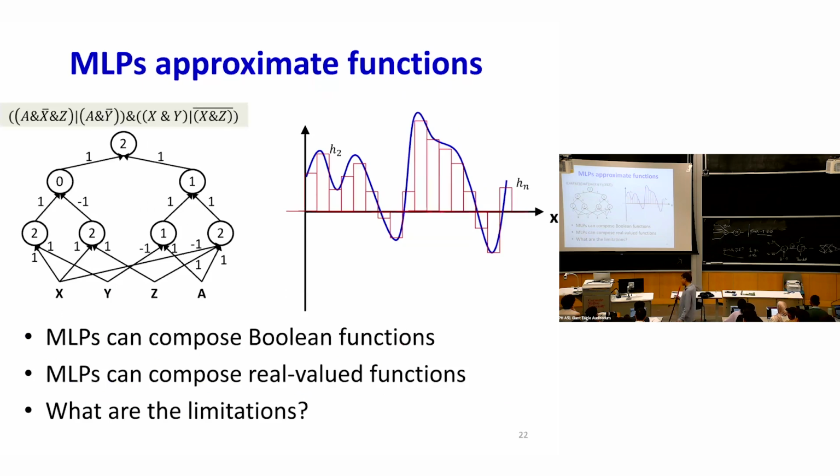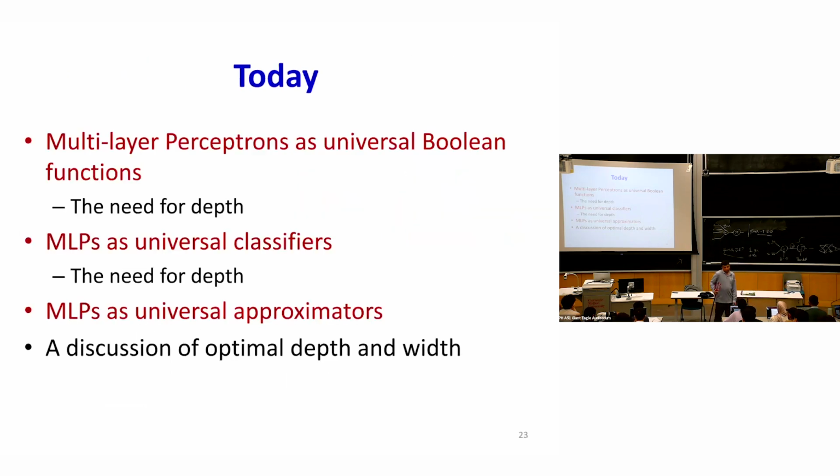So again, to reiterate, we know that MLPs can compute Boolean functions. We saw this in the last class. We also saw that they can compute real valued functions, generating real valued outputs. What are the limitations and how does it relate to the structure of the network? Again, what do we mean by the structure of the network itself? So that's what we're going to cover today.